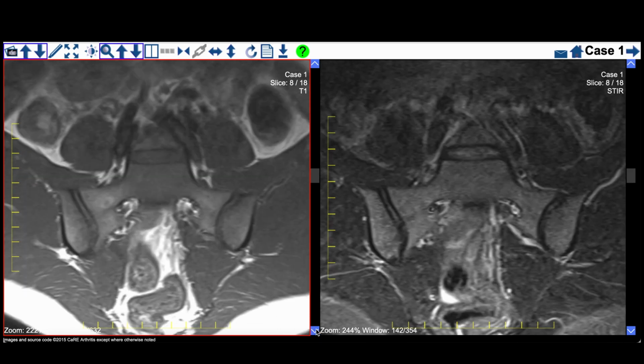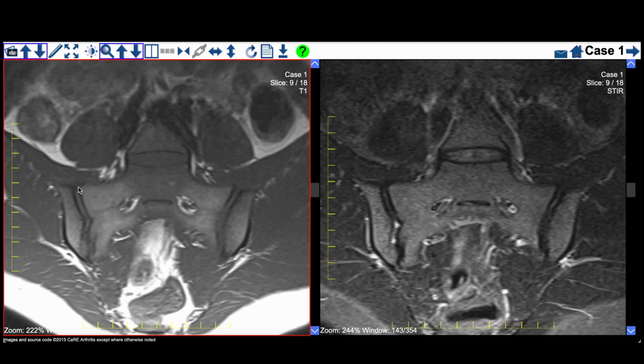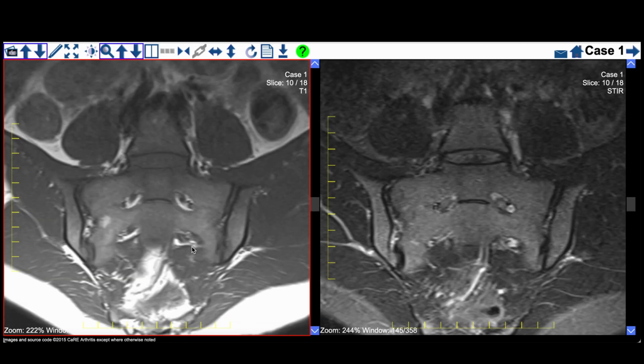And then as we go slice by slice with it, we again see that we have two nice parallel dark cortical lines. So there is no erosion in either the right or the left sacroiliac joint. And then we enter the ligamentary portion of the joint. Ligament, like bone, is dark. So these dark dots reflect ligament. The bright signal on the T1 weighted sequence is fat in the ligamentary compartment.